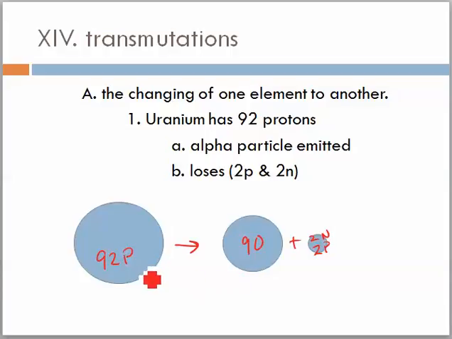Well, it's gone down. It went from 92 protons to 90 protons. So it's no longer the same element. It was uranium. It's now 90 protons, which makes it a different element, and this other particle, which we call an alpha particle. And this right here is the alpha particle.